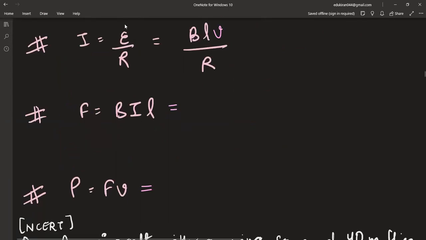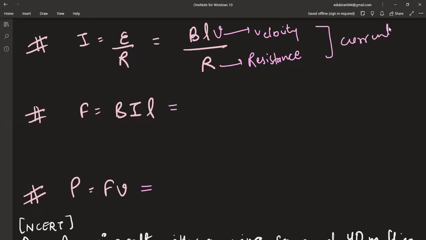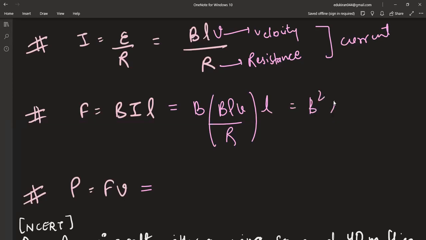Now, if we have EMF is equal to BLV, some more formulas we can have. If EMF is BLV, then current will be BLV divided by R, where V is the velocity and R is the resistance. This is about the current in total. When we're talking about force, it's BIL. What is I? I is BLV by R. So BIL is equal to B square L square V divided by R. This is the formula for force.